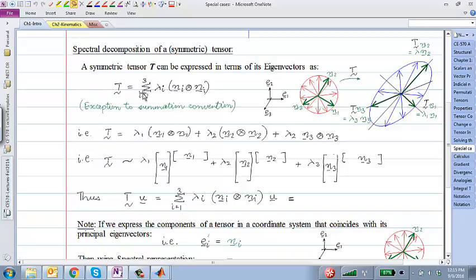Question, how many i's do I have here in the indices? Three. Is that a violation? That's a violation of the summation convention. That is why I have to explicitly write this summation out here, okay? If it was only two i's, I could have not written the summation. But since there are three i's and it's an exception to the summation convention, I have to explicitly write this summation out here. So what this really means is that tensor T can be written as lambda_1 n_1 dyad n_1 plus lambda_2 n_2 dyad n_2 and so on, okay?